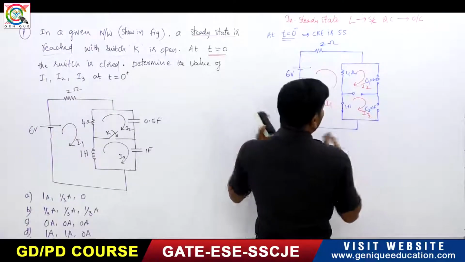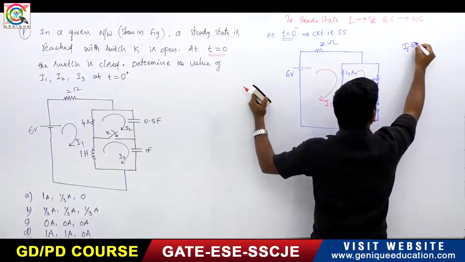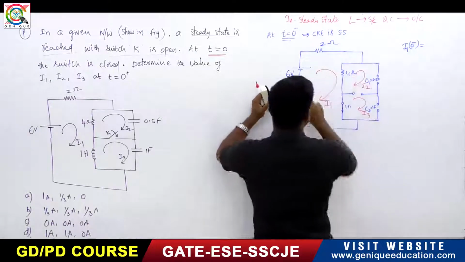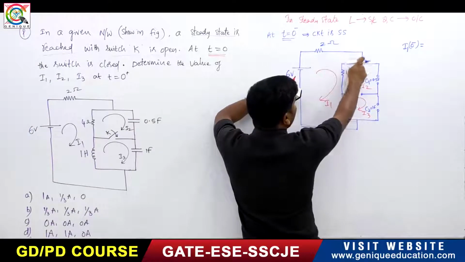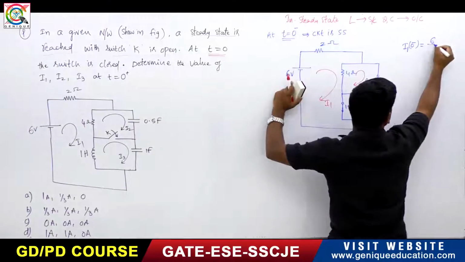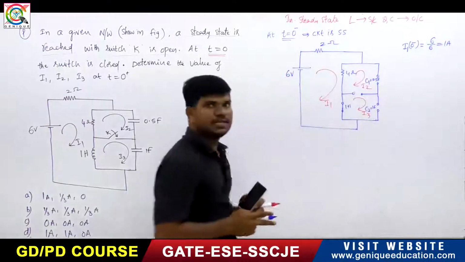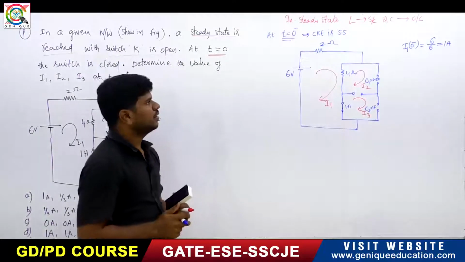So from this, what can we write? I1 of 0 minus is equal to, how much will it be? 6 divided by 2 plus 4, since it is the loop. It is 6 divided by 6, which is equal to 1 ampere. It is 1 ampere.